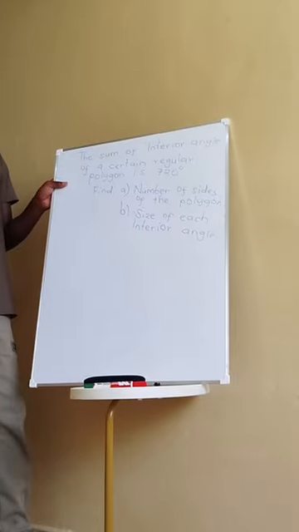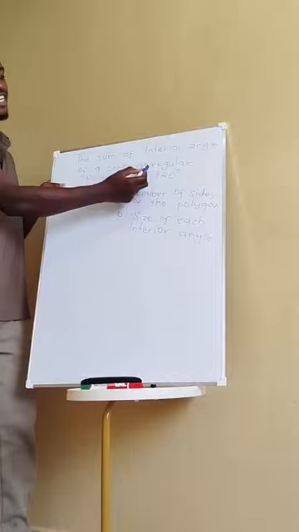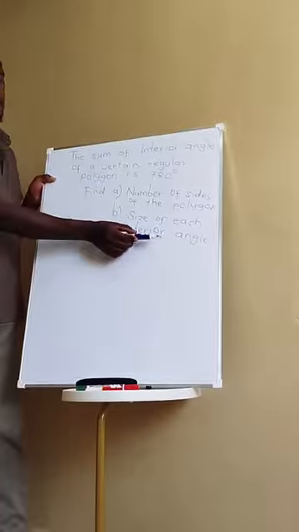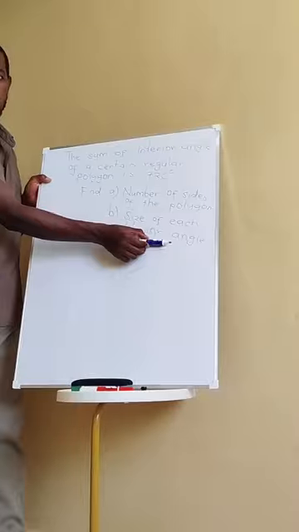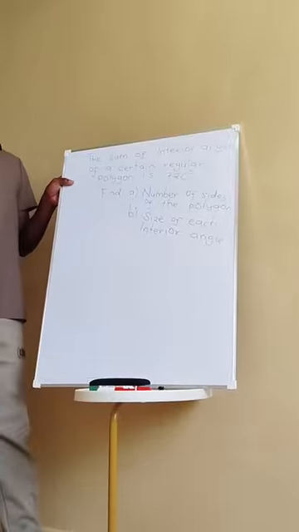If this question was framed this way, the sum of interior angle of a certain irregular polygon, you won't be asked to find the size of each interior angle because for an irregular polygon, they are not the same.